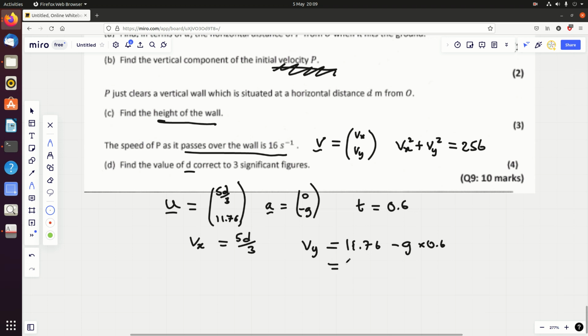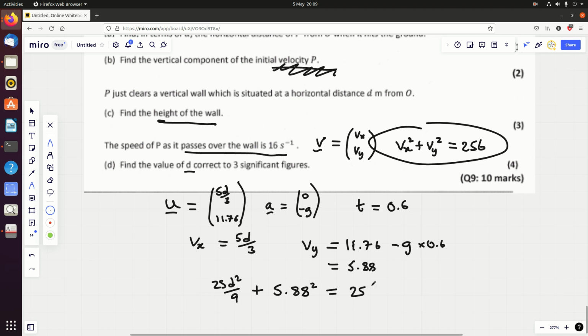So I'm going to do 11.76 minus 9.8 times 0.6, and I'm getting 5.88 here. So now all I've got to do is use this and these two figures to find D. So I'm going to get 25D squared over 9. It's not very nice, this question, it has to be said, it's a bit ugly. Plus 5.88 squared equals 256.